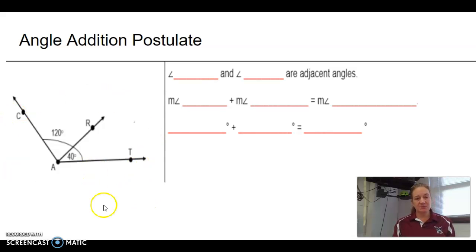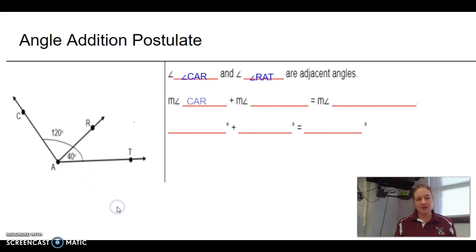So I'm looking at this big picture here, okay? Angle CAR and angle RAT are adjacent angles. They share a ray. They share the ray AR, right? This is in the middle. So M angle, what does M stand for? Again, I'm grading this. Write it down on your notes. M stands for measurement. So when I say M angle, that means I want the number of degrees, right?